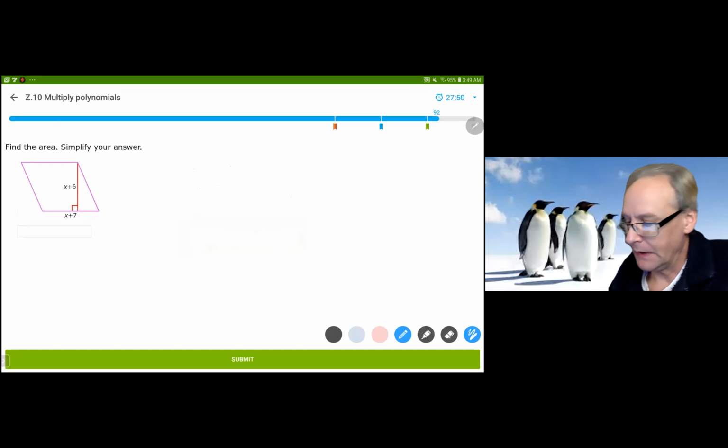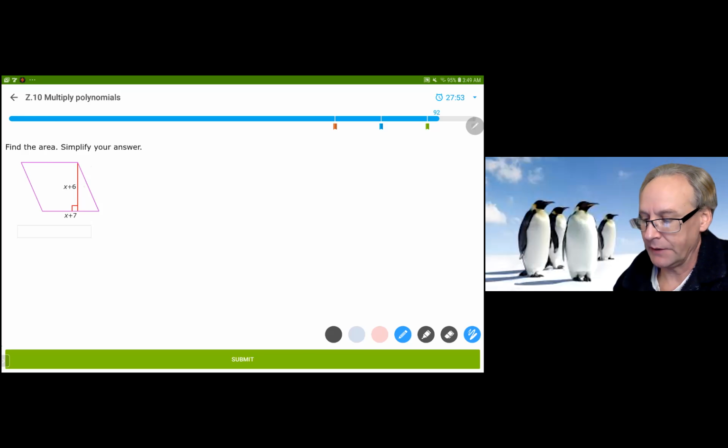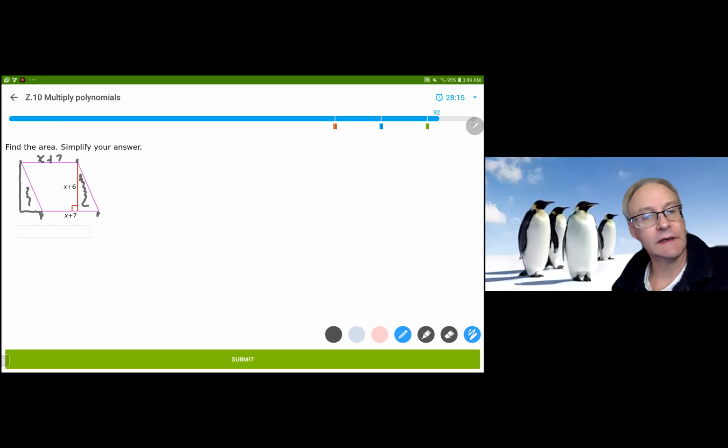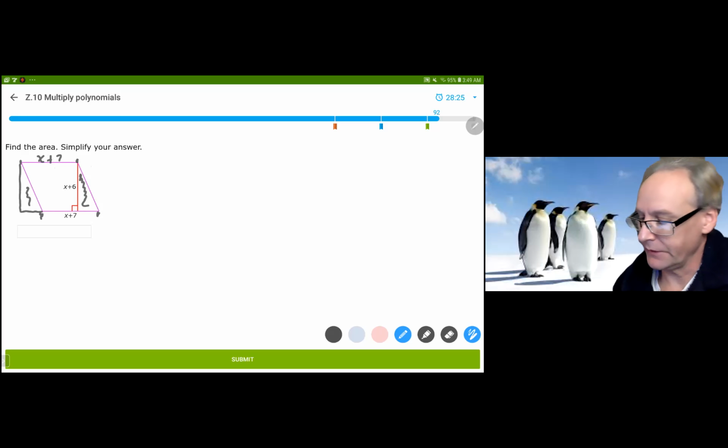Now this time, if you haven't seen my other part of the video, imagine taking this triangle right here and putting it right here. And what you end up with is a nice rectangle where this distance right here is the same as this distance right here, which is x plus 7. So clearly, when you find the area of a parallelogram, you're really taking the area of the rectangle, base times height. So anyway, there it is.